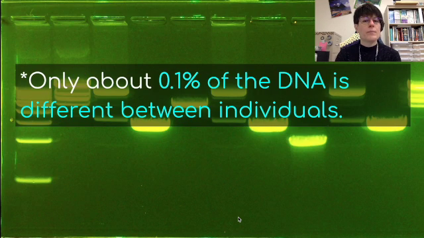Only about 0.1% of the DNA is different between individuals. So when we do a DNA fingerprint, we're not looking at a person's entire genome. We're looking at a very small percentage of that. And the reason most of our genome is the same is because we are coding for, in general, most of the same proteins. The only differences would be, say, if there is a genetic disease, that would show up differently between individuals, eye color, hair color, those sorts of things. But for the most part, we are making a lot of the same proteins.